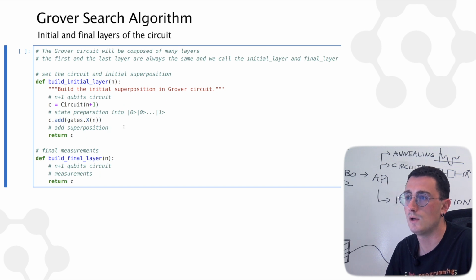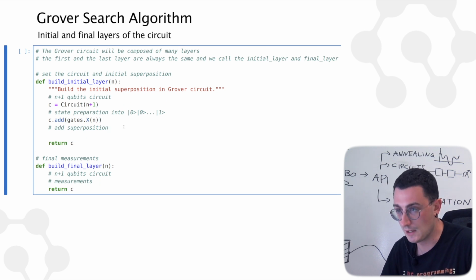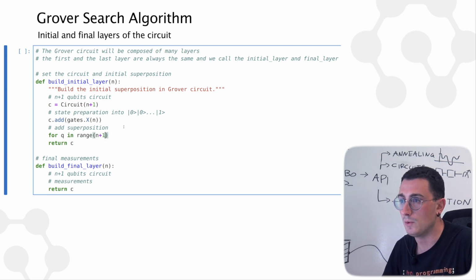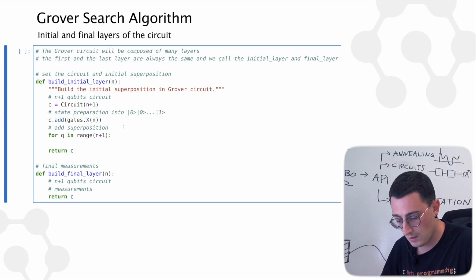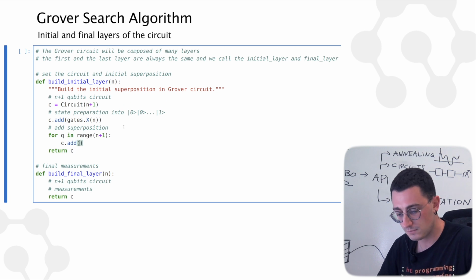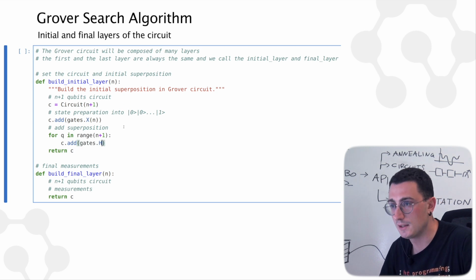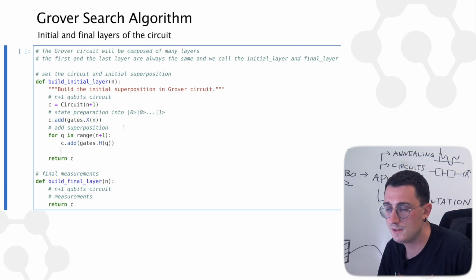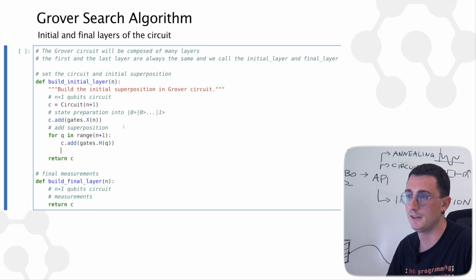And finally, we need to add superposition. So we just type for q in range n plus 1, because we want to apply superposition to all the qubits of the system, c.add gates.hadamard applied to q. Once this is done, we have our quantum circuit.